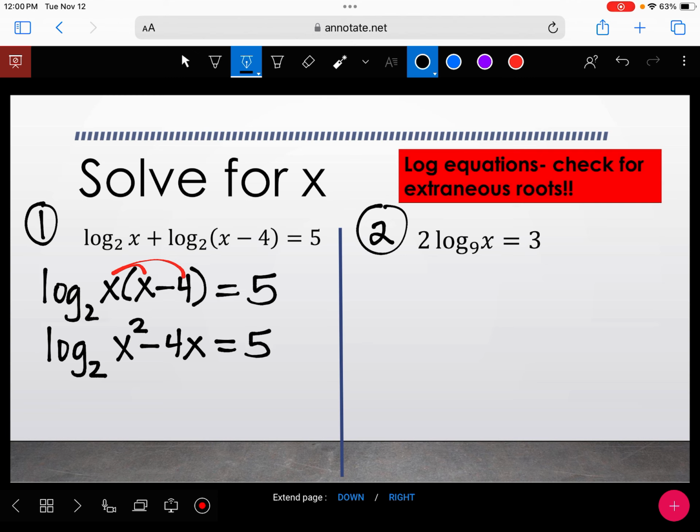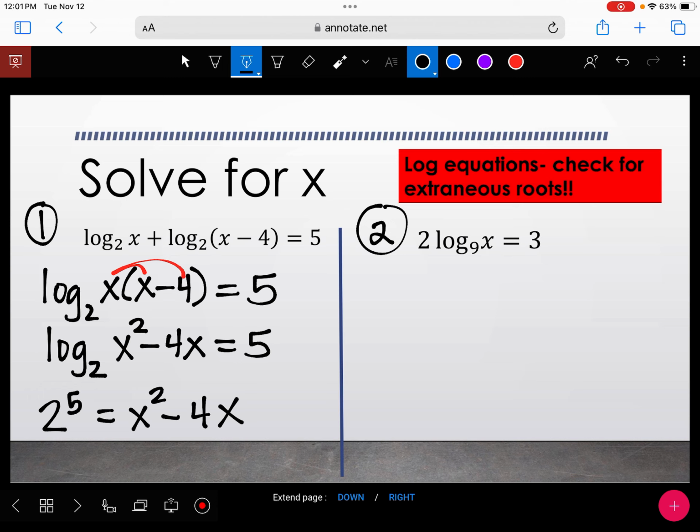So now what are we going to do? We don't have a log on both sides, so we can't drop the log. What do I have to do at this point? We got to rewrite it. You got to rewrite it in exponential form. Anytime there's a log on only one side, you have to rewrite it in exponential form. So that would be 2 to the power of what? 5 equals x squared minus 4x.